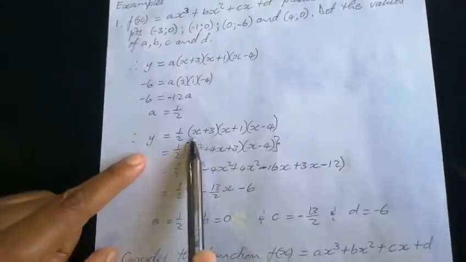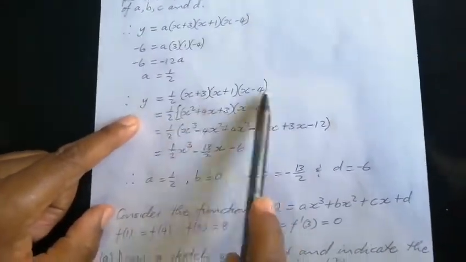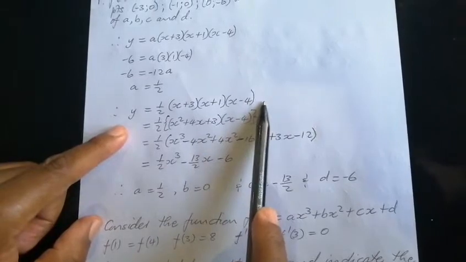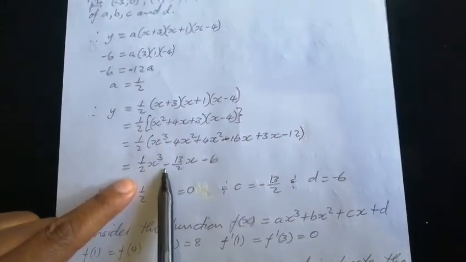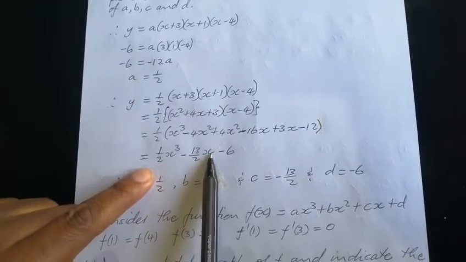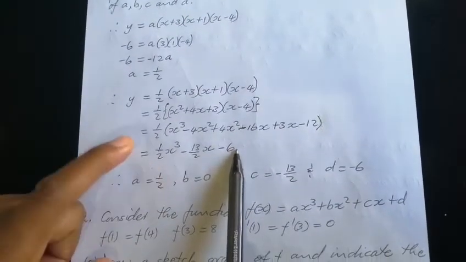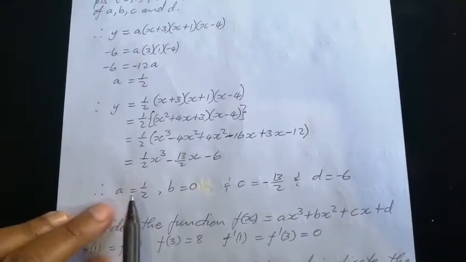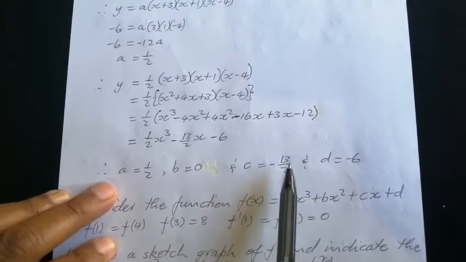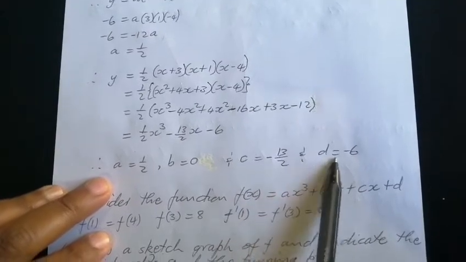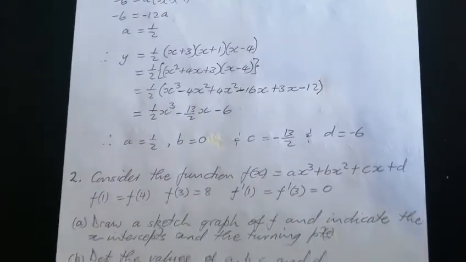We then expand. I'm not teaching you how to expand, but if you expand, you end up with half x cubed minus 13 over 2 x minus 6, which implies that our a is half, our b is 0, our c is minus 13 over 2, and our d is minus 6.